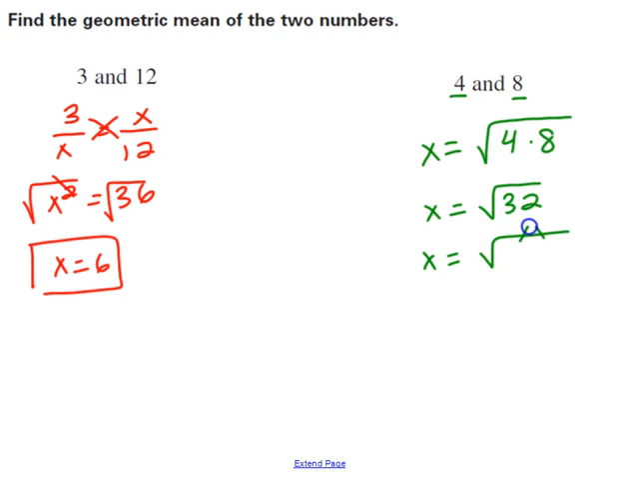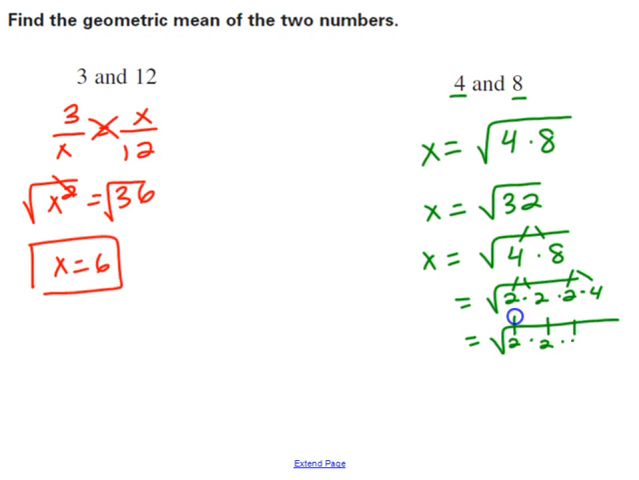So we want to break this down. 32 is equal to 4 times 8. 4 is equal to 2 times 2. 8 is equal to 2 times 4. All these 2's come down since they're prime. 4 is equal to 2 times 2. And we want to group in 2's. So one pair of 2's gets out, another pair of 2's gets out, and one 2 is stuck underneath the radical. So our final simplified answer is x equals 4 root 2.